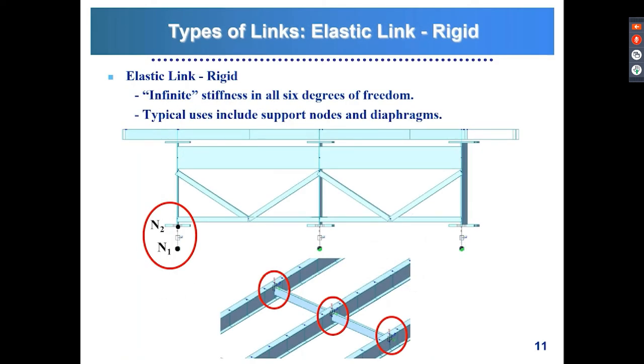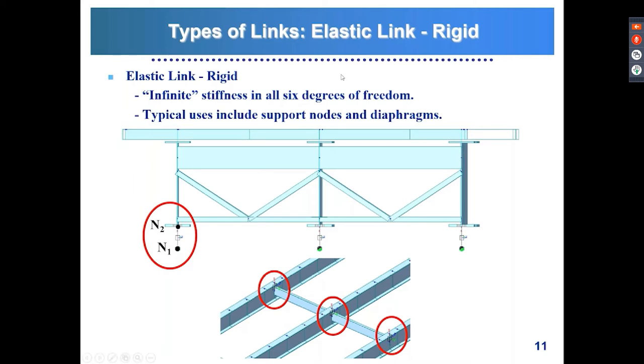So jumping up to the first type of elastic link I want to discuss, probably the most commonly used elastic link, it's the rigid elastic link. And basically what you have here is a link that has infinite stiffness, or is simulated to have infinite stiffness, in all 6 degrees of freedom. So when you select a rigid elastic link in Midas, it will automatically assign a very high stiffness to simulate rigid behavior. And when I mention very high stiffness, it's really a very high stiffness relative to the elements that are surrounding that link.